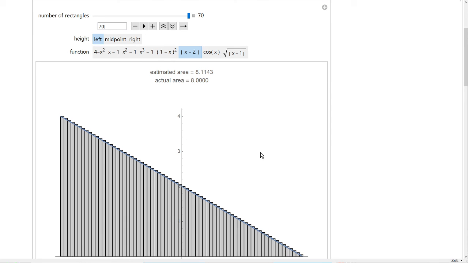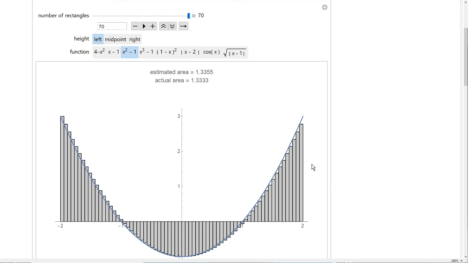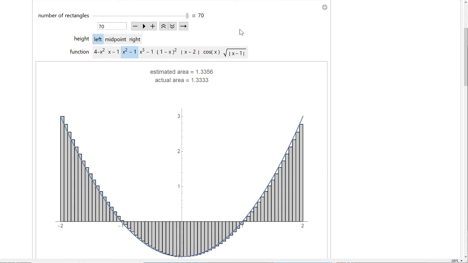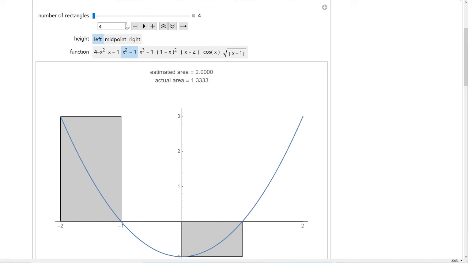Now, we'll address this in another video here, but you might have seen something interesting when I popped up something like this. The interesting thing here is some of these rectangles go below the x-axis. So think about what that could mean, or what that should mean in terms of these left, right, and midpoint formula.